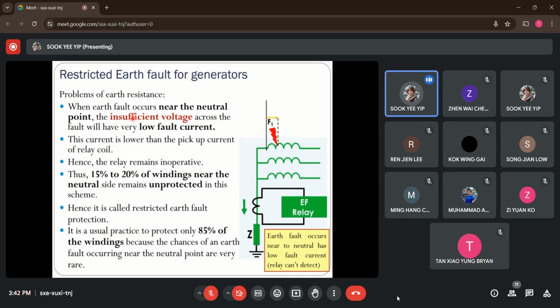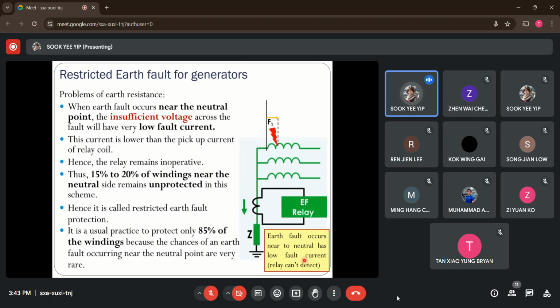With such a small voltage across, the fault current flowing through here is small as well. We know that there is a pickup current set on this relay to see if we have fault situations. This small current might be lower than the pickup current value of the earth fault relay. So even though I have a fault situation, the relay remains inoperative. It doesn't operate to clear these situations. That's why we have a problem.